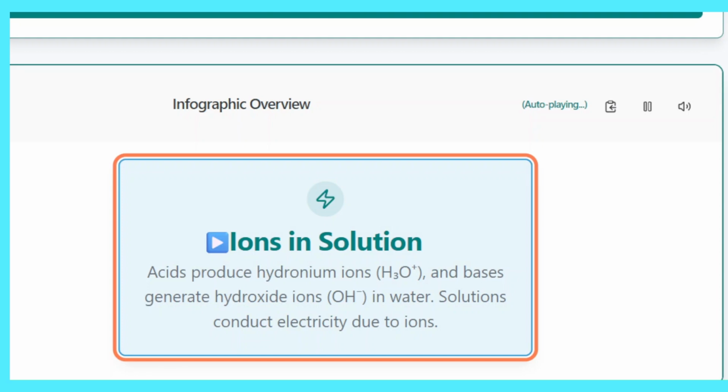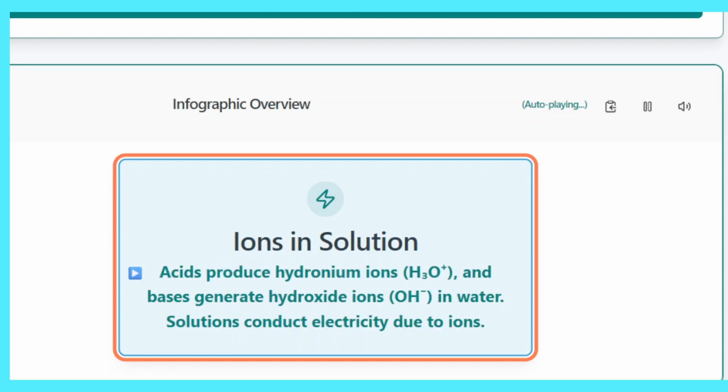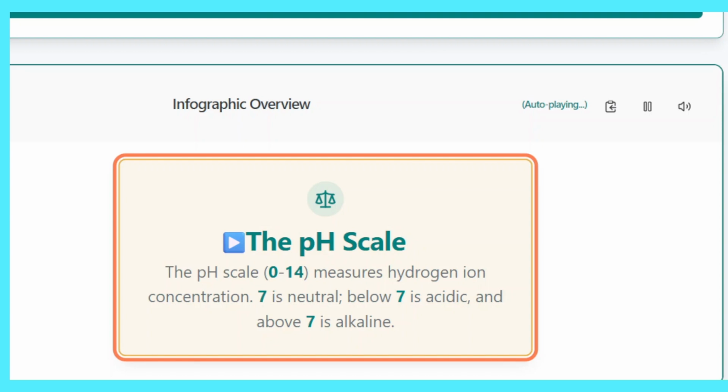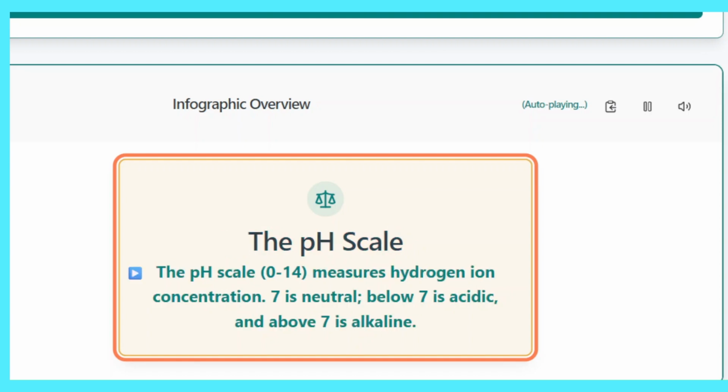Ions in solution. Acids produce hydronium ions, H3O+, and bases generate hydroxide ions, OH-, in water. Solutions conduct electricity due to ions. The pH scale. The pH scale, 0 to 14, measures hydrogen ion concentration. 7 is neutral, below 7 is acidic, and above 7 is alkaline.